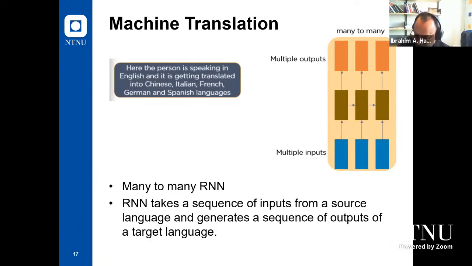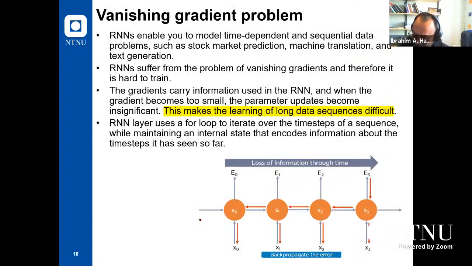So in this case, RNN takes a sequence of inputs from the source language and generates a sequence of outputs of the target language. Because of the vanishing gradient problem, RNN enables you to model time-dependent and sequential data problems, such as stock market predictions, machine translation, and text generation. So we have a problem in RNN. This is the problem of vanishing gradient, and therefore it is hard to train. Usually you don't use RNN for long sequences of data.